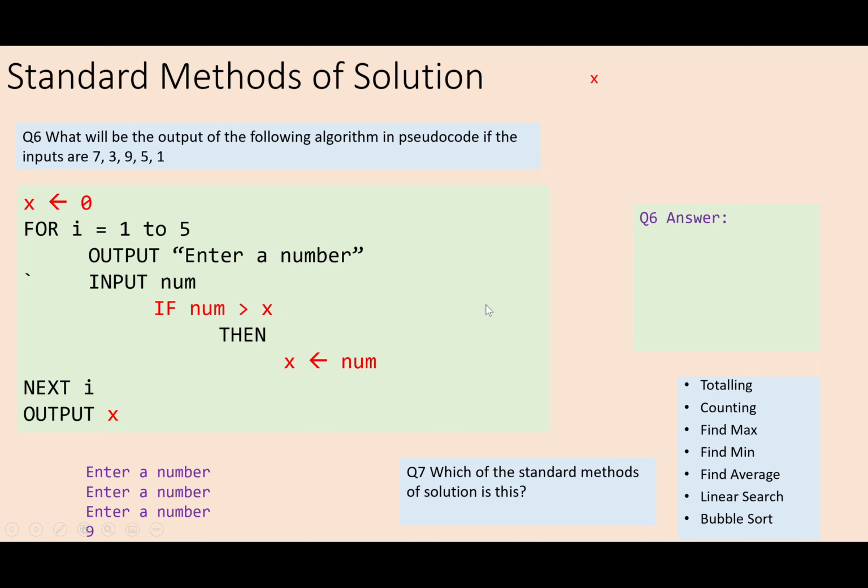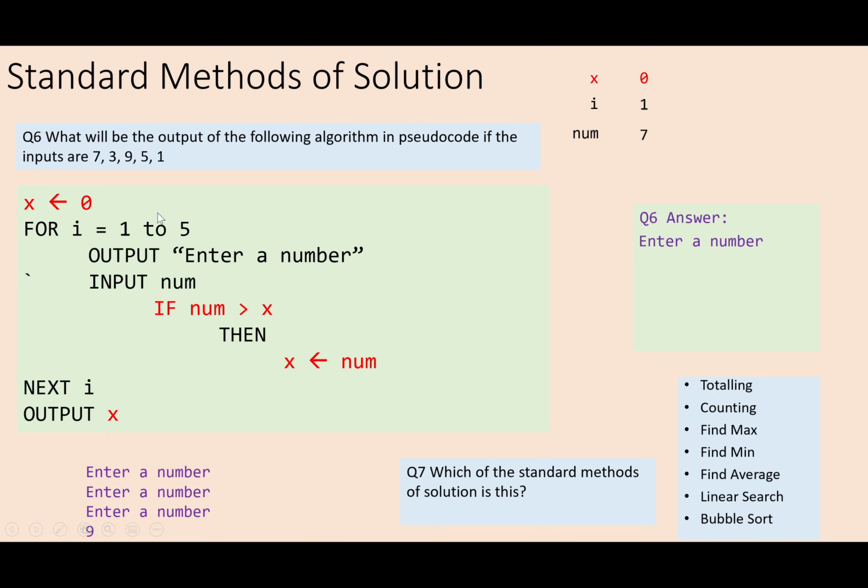Okay, so this time let's work through this one. So we've got x. Not a very helpful identifier, but we're going to use it anyway. So x is assigned 0, I is going to be 1 to 5, so I is going to start off at 1. So we can output enter a number, we then input our number, so we need to keep track of whatever that number is. The first number is 7, and then we're going to say if number is greater than x.